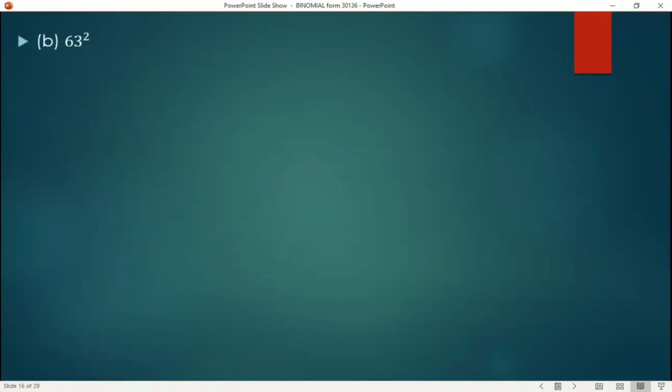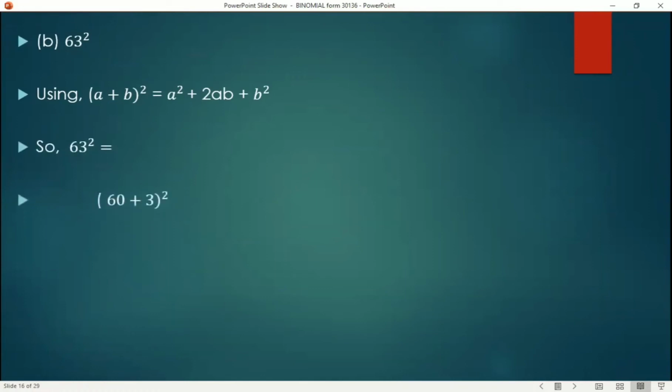63 squared. Same thing using the formula (a + b)², which is a² + 2ab + b². I think you guessed it right. 63 squared is (60 + 3)². So 60² + 2 × 60 × 3 + 3².